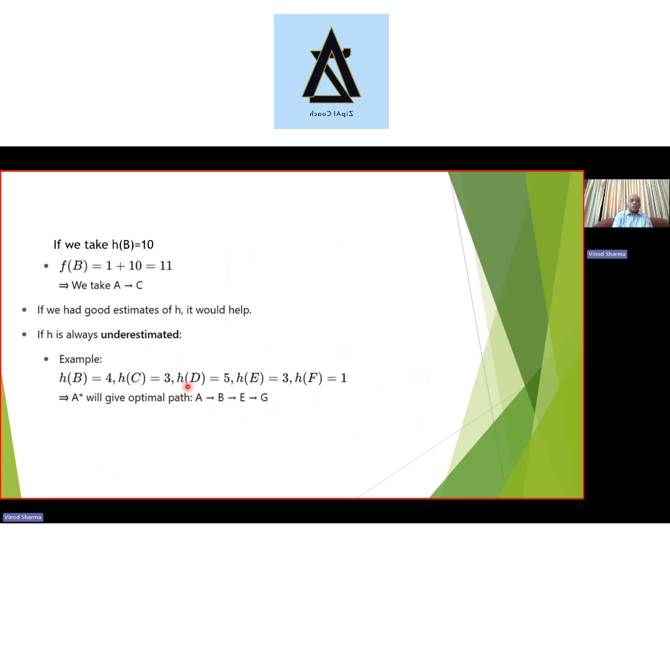So if you take h values for different nodes to be these quantities, these are underestimating h. If for all nodes we have chosen h which underestimates, then the A star algorithm will give an optimal path. So this is a general result for the A star algorithm, and the optimal path, of course, is A, B, E, and G. And you can try taking these h's and use the algorithm.